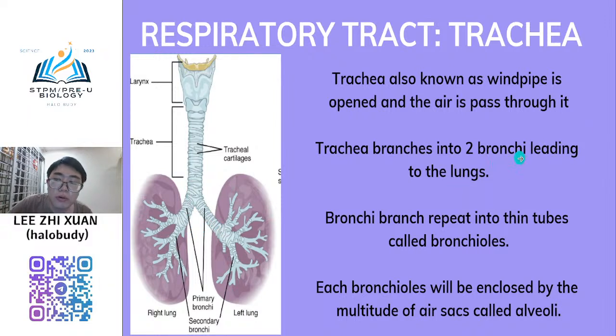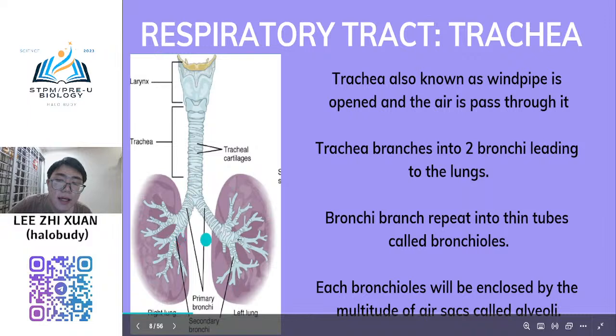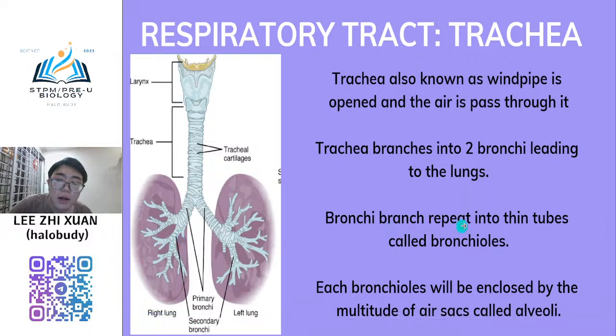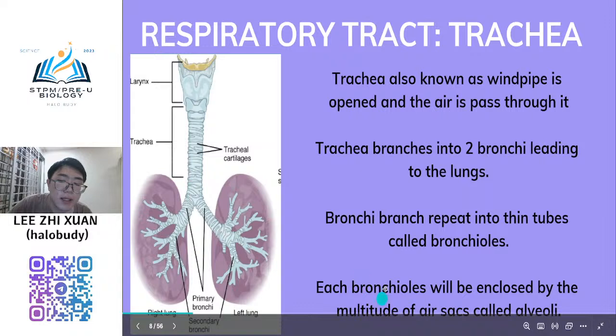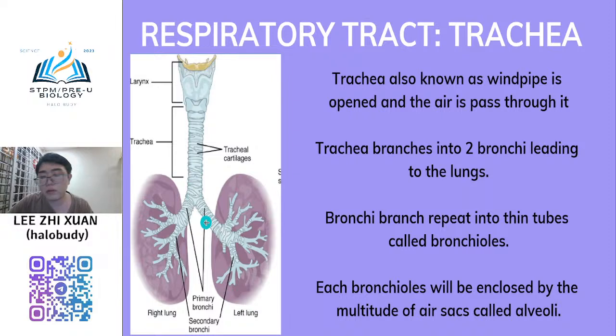There are two bronchi here. Bronchi is the plural term and bronchus is the singular term, so you need to be aware of this plural and singular. And then it will connect to the lungs, and the bronchi will branch repeatedly into thin tips we call bronchioles. And then each bronchiole will be enclosed by a multitude of air sacs we call alveoli. Alveolus is singular, alveoli is plural, so you need to take note of it.